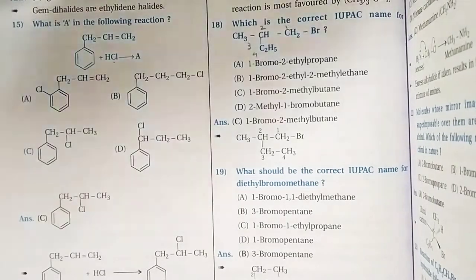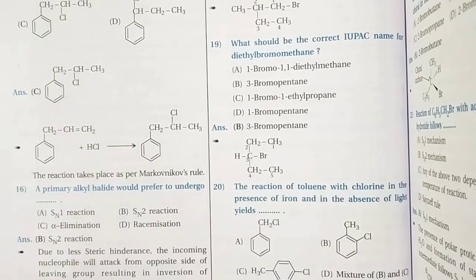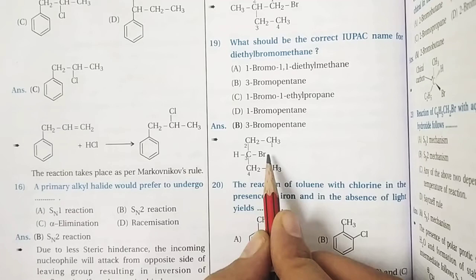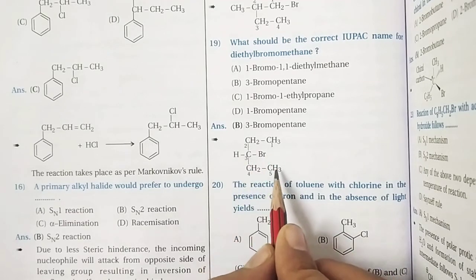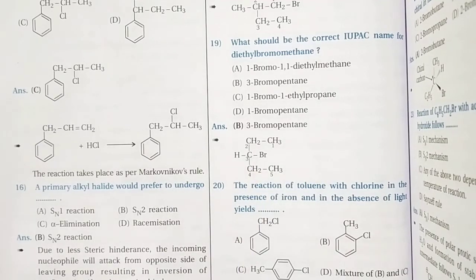Simple one. Then what should be the correct IUPAC name for diethyl bromomethane? First you have to draw the structure of diethyl bromomethane. So give the numbers 1, 2, 3, 4, 5. So it's 3-bromopentane. It's a simple 3-bromopentane. Next one.